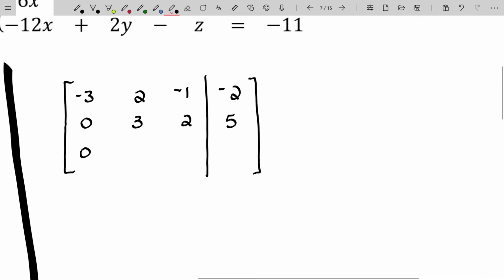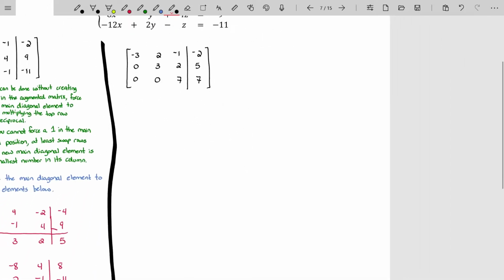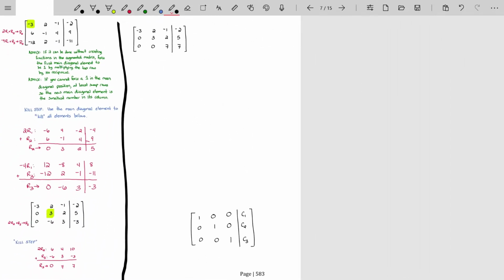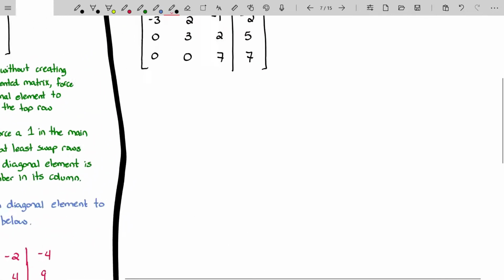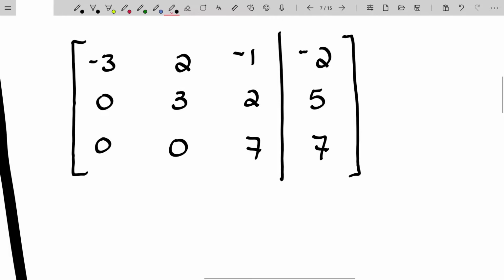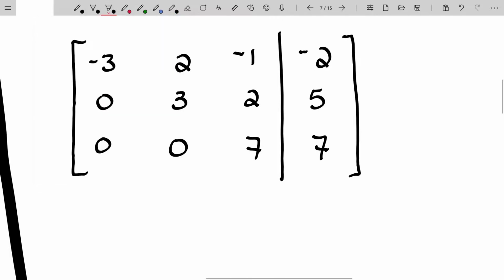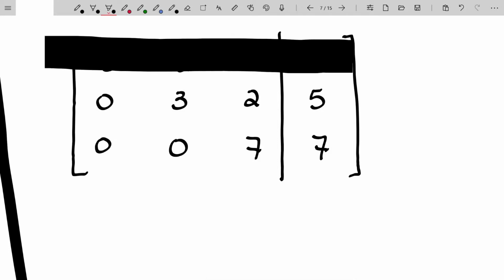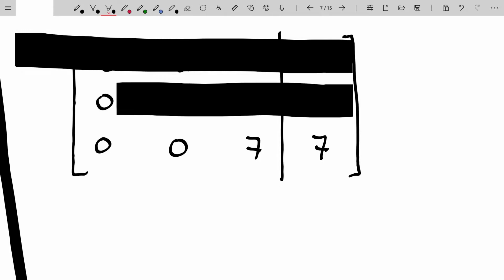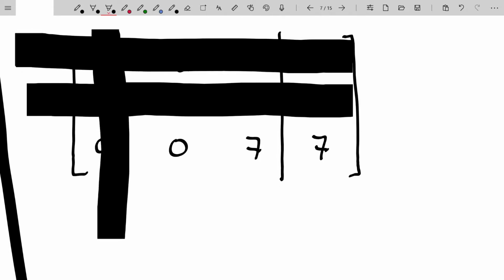077. Now, take a look at this and compare it to where we want to end up. We're getting very close. Just like before, now that we've dealt with this top row and this second row, we've therefore dealt with the first column and the second column.